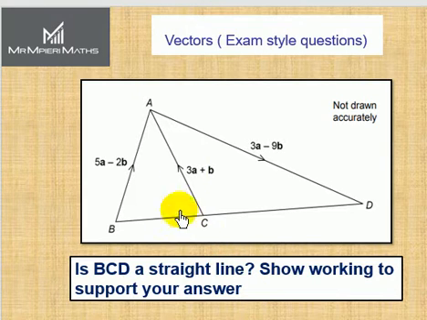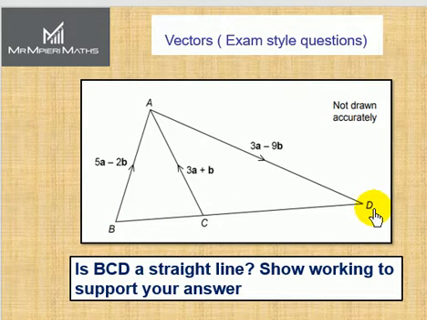If we look at the diagram here, we have AB, but then if you look at the direction of the vectors, we have BA, CA, and then AD. So BA is 5a minus 2b. CA is 3a plus b. AD is 3a minus 9b. Is BCD a straight line? This line BCD, is it a straight line?